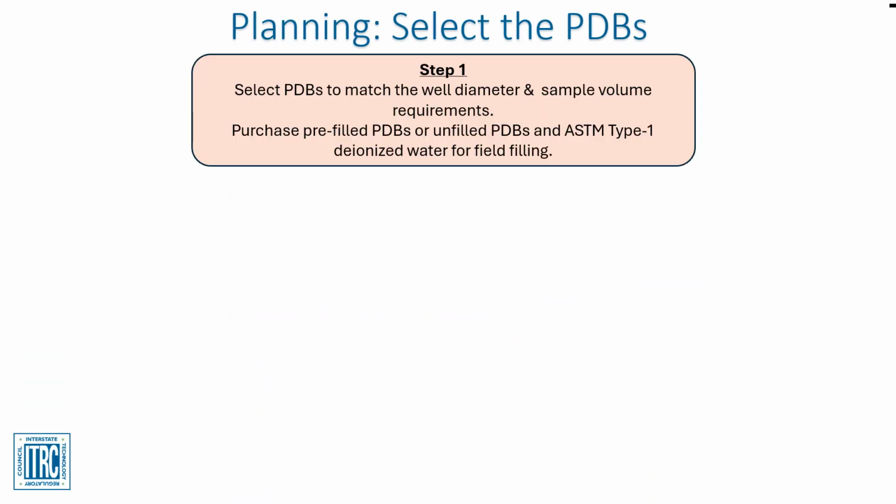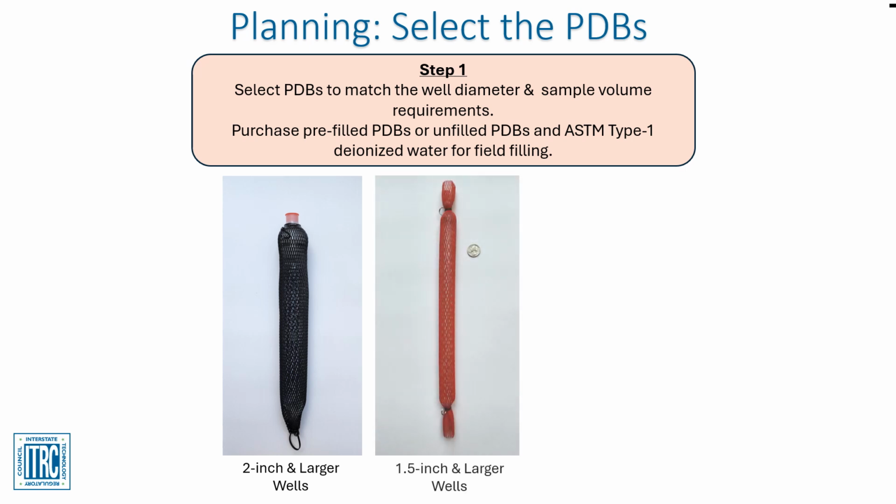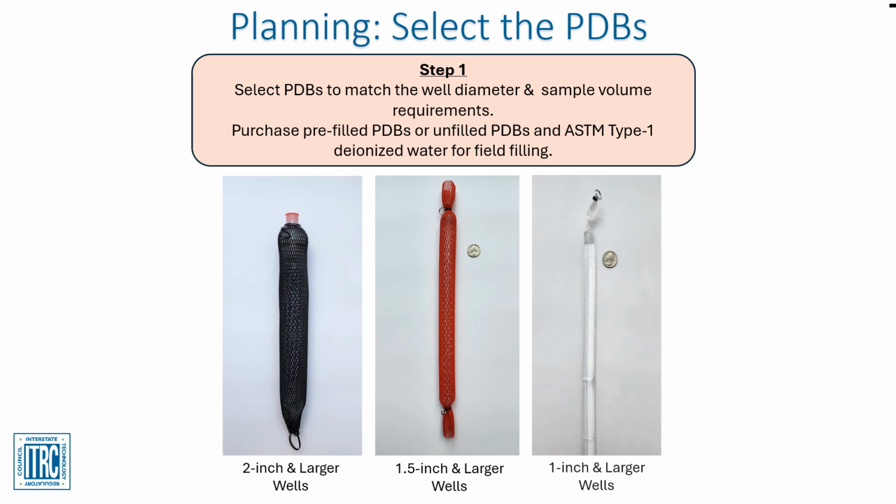When planning what sampler to use, select the largest diameter PDB that will fit the well diameter. Standard PDBs for 2-inch and larger wells are available pre-filled, or they can be purchased empty and filled in the field. Use ASTM Type 1 deionized water when field filling. PDBs are also available for 1.5-inch wells and 1-inch wells, pre-filled only.